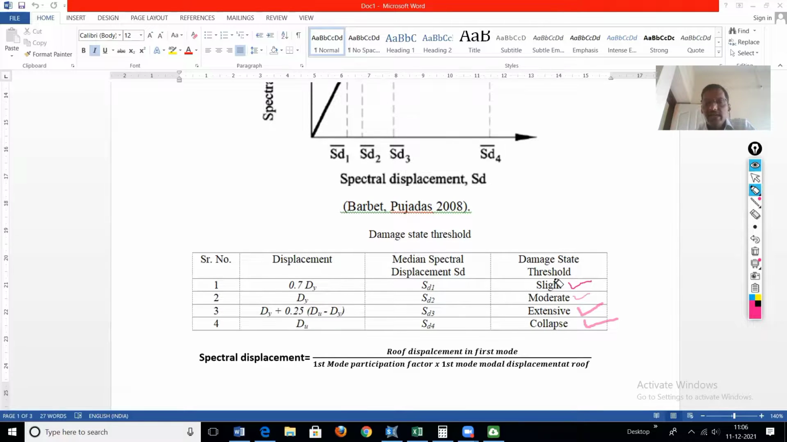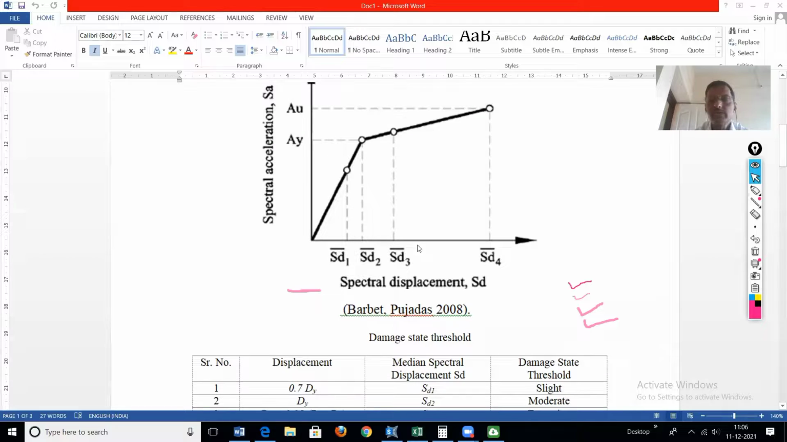Now, slight damage state. According to Barbat, the slight damage state is said to occur when the spectral displacement is 70% of the yield displacement. So this is the Barbat curve. This particular displacement is the yield displacement, and 70% of this displacement is this.